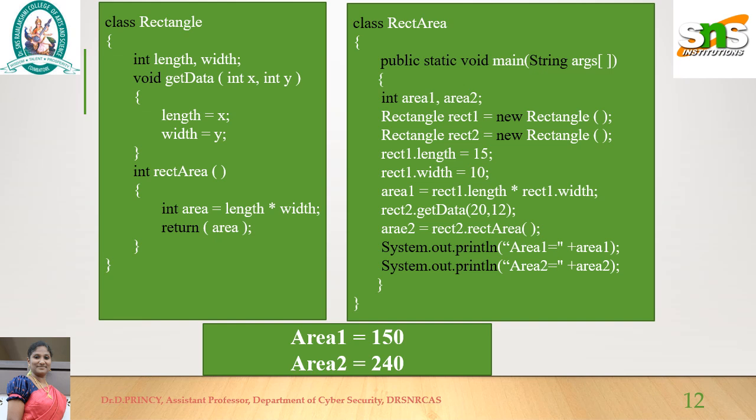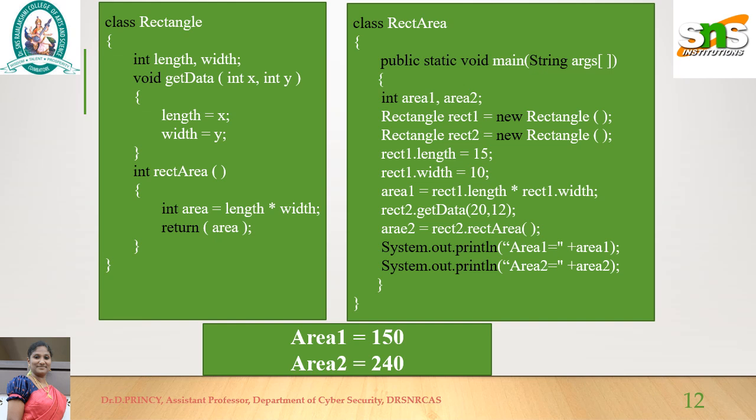In the main function, I'm creating two objects, rect1 and rect2, of the class rectangle. I'm passing the values for length and width using the rect1 object, 15 and 10 respectively, and I'm calling the method. Directly I'm executing rect1.length into rect1.width, so it displays 15 into 10, 150, as the result. Then using the second object, I'm calling the method getData and passing the values 20 comma 12, so 20 into 12, 240.